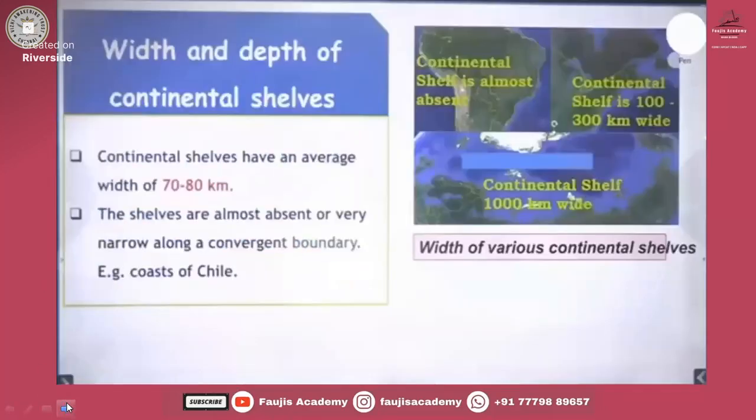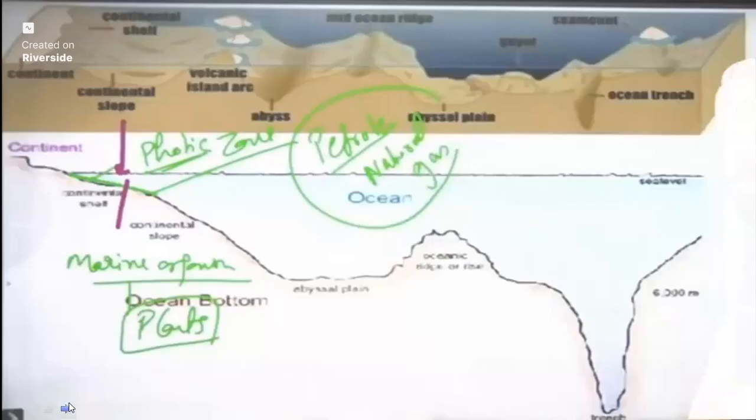And formation, we saw all those parts. And width and depth is what? The width will be 70 to 80 kilometers, and the shelves are almost absent or very narrow along a convergent boundary. Why? Because there is a formation of trench. When convergence happens, there will be the formation of a trench, so the continental shelf will be absent there. But if you see the divergent boundary, there we have the formation of shelf.